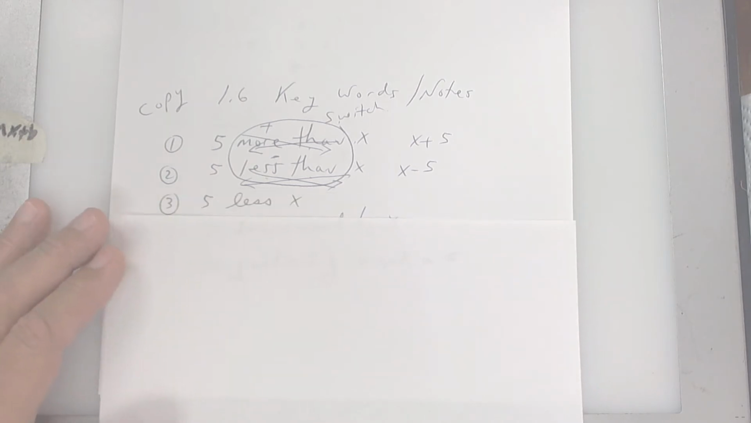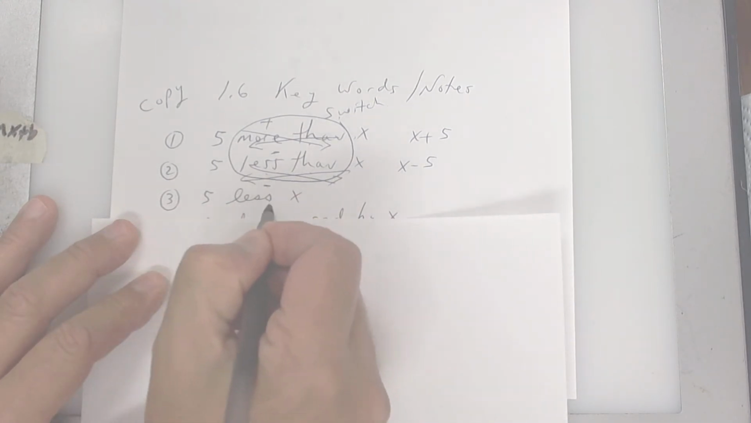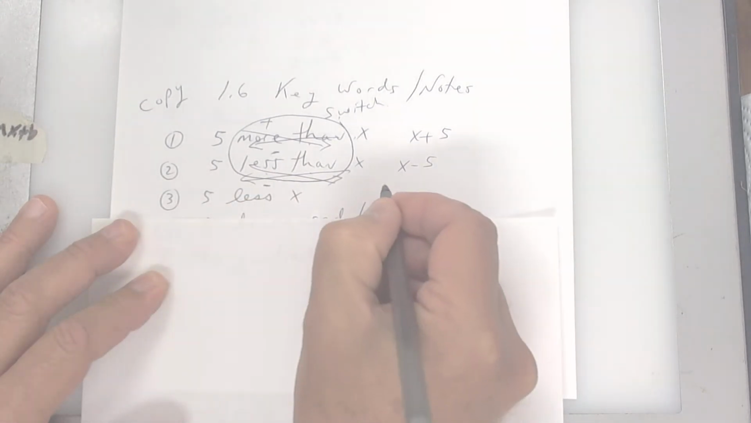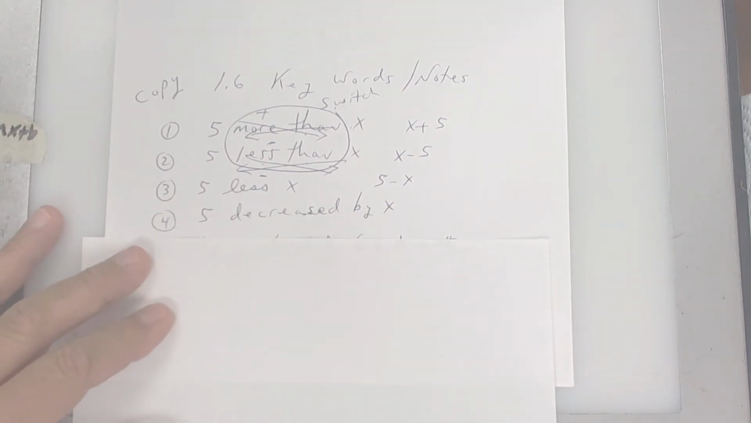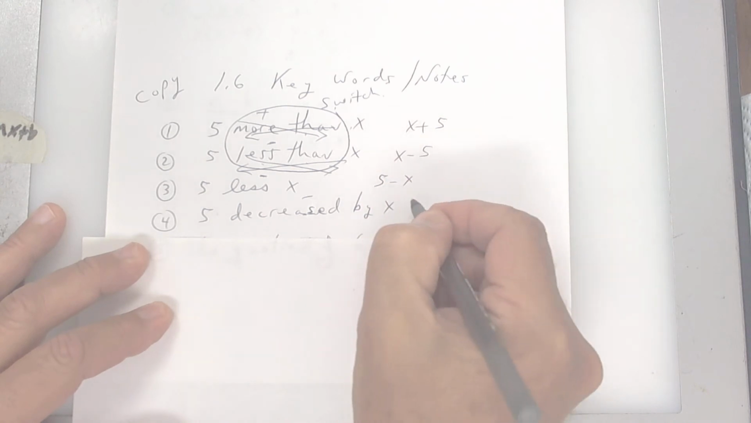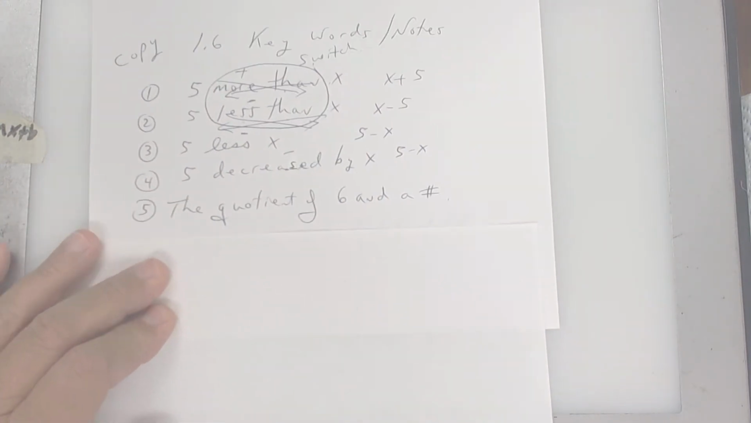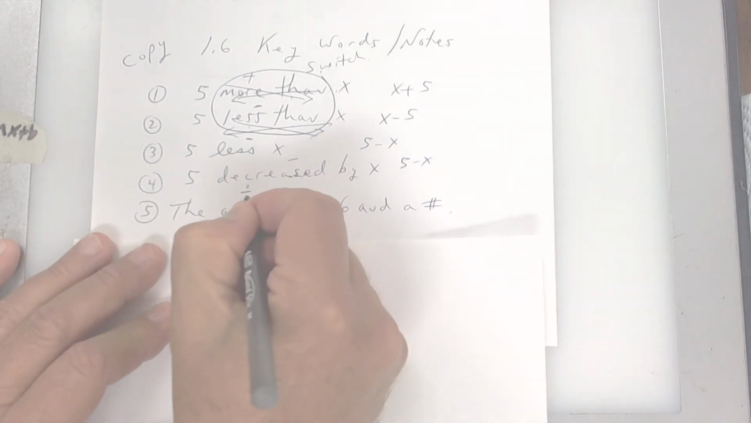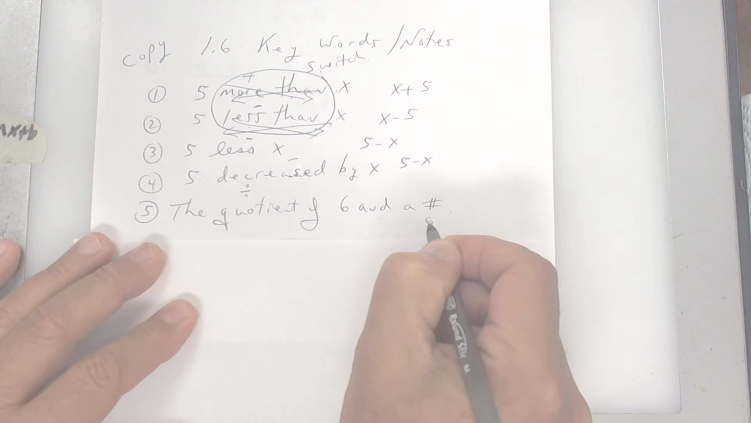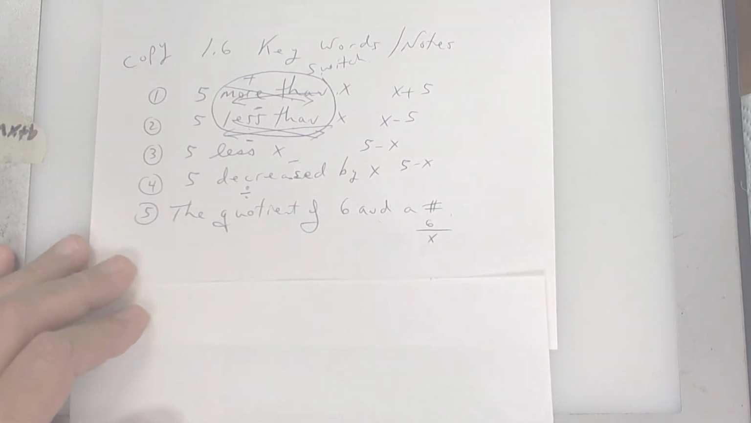Watch the next one. 5 less. Less means minus. There's no switching because it's not less than. So it's just 5 minus x. Make sure you check your answers today. 5 decrease. Decrease is a minus, so 5 minus x on that one. Quotient. Does anybody know what quotient means? Quotient is actually division. So you're going to have 6 divided by some number x. And that's it.